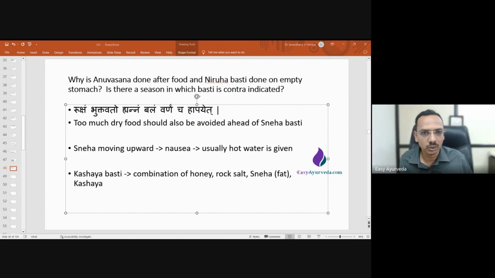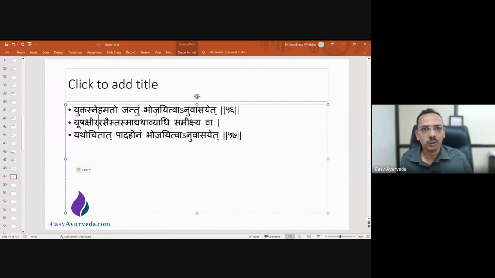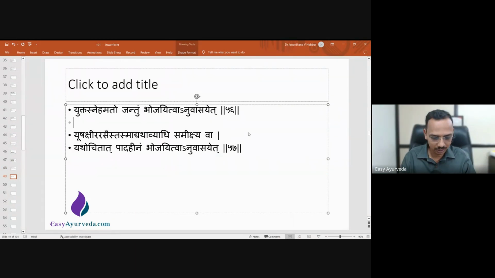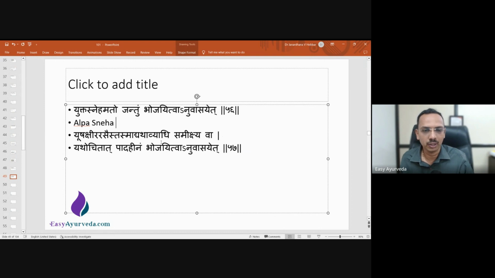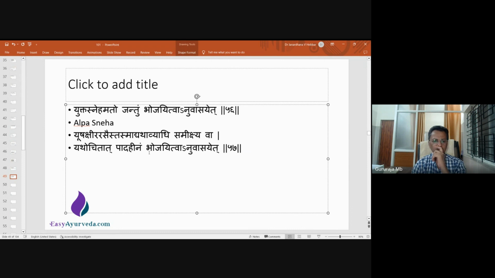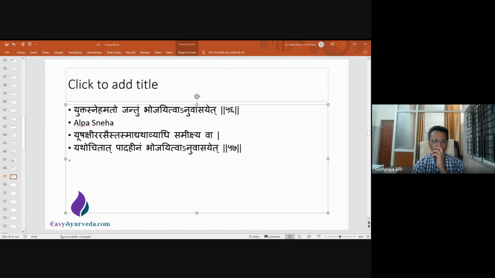In the same shloka, he goes on to explain the ideal food. Yukta snehamato jantum bhojayitva anuvasayet. Yukta sneha, the commentator gives the meaning as alpa sneha. So the food given ahead of sneha basti should have alpa sneha. Yusha kshira rasa tasmad yatha vyadhim samikshya. Based on the disease, it can be soup, milk, medicated milk, or even meat juice. Yathochitam padahinam bhojayitva anuvasayet. So it should be three-fourths of the quantity of regular food. It should not be up to a full stomach. These are the guidelines given there.